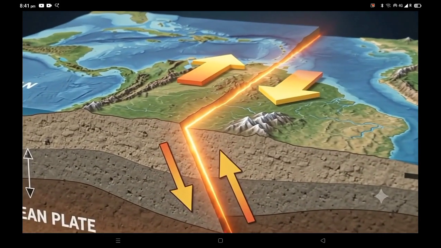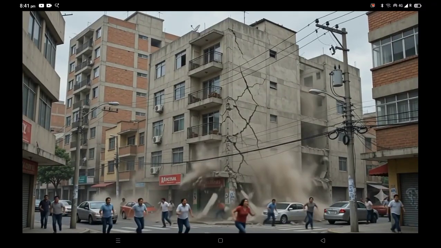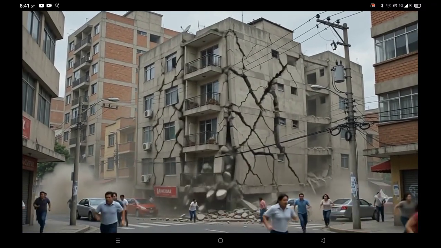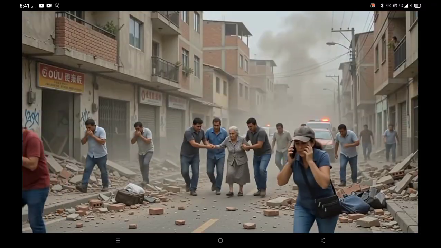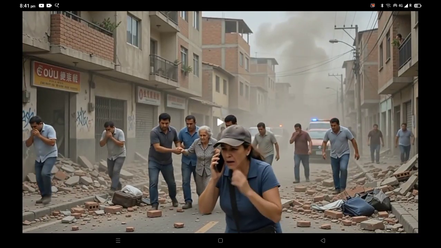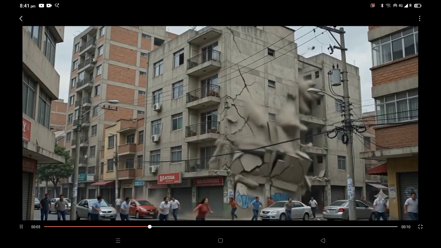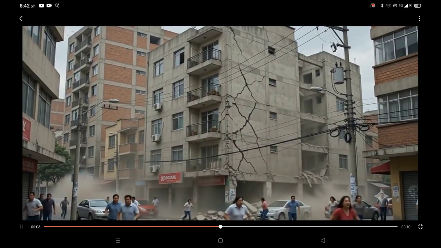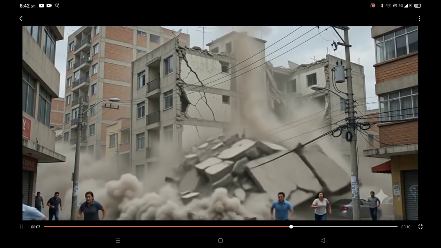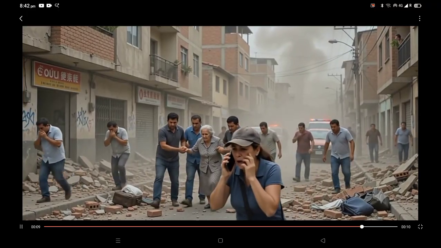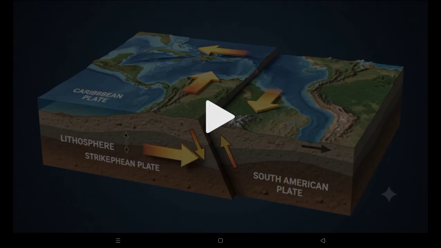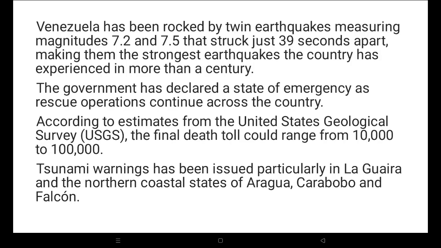As you can see, I will play it again. Due to movement of tectonic plates, this earthquake has taken place.